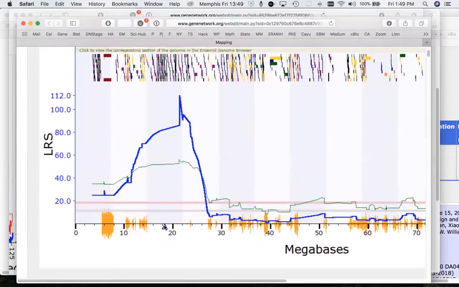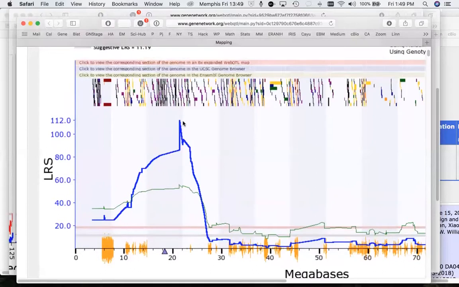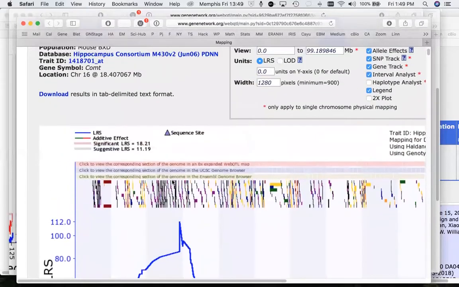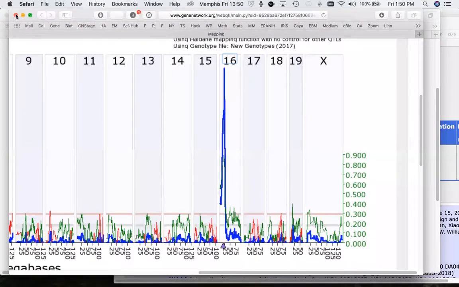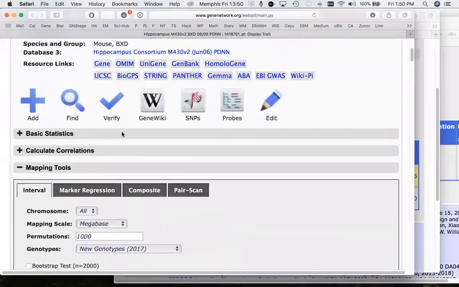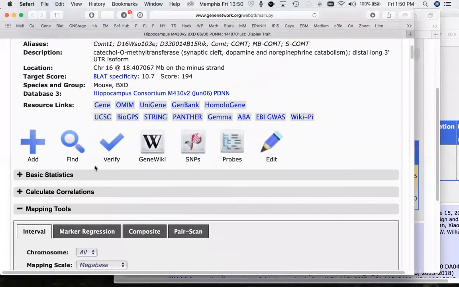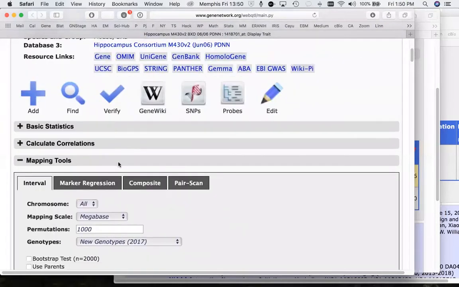And now the second question is, what traits of neuroscience interest in the BXDs specifically map into this chunk of chromosome 16? And that's what we referred to as the phenome-wide association study that I mentioned earlier. So I'm going to wrap it up now, but what you know is basic statistics, calculate correlations, mapping tools.